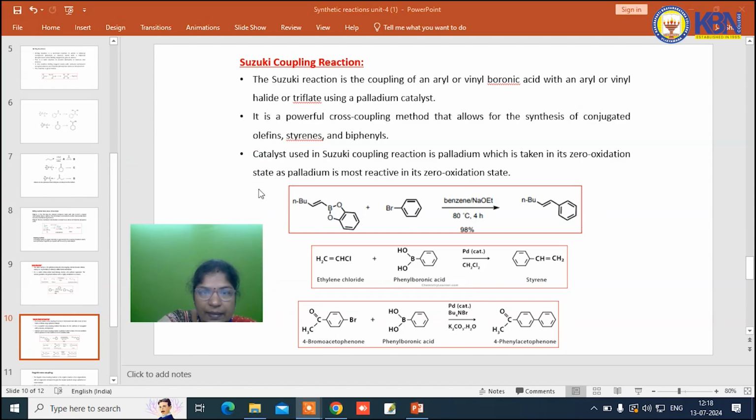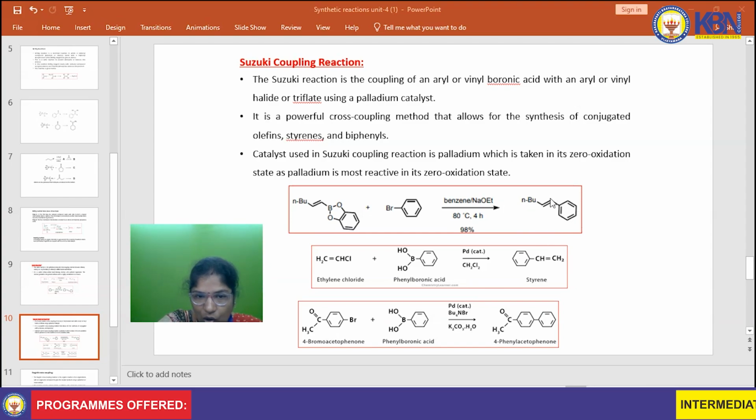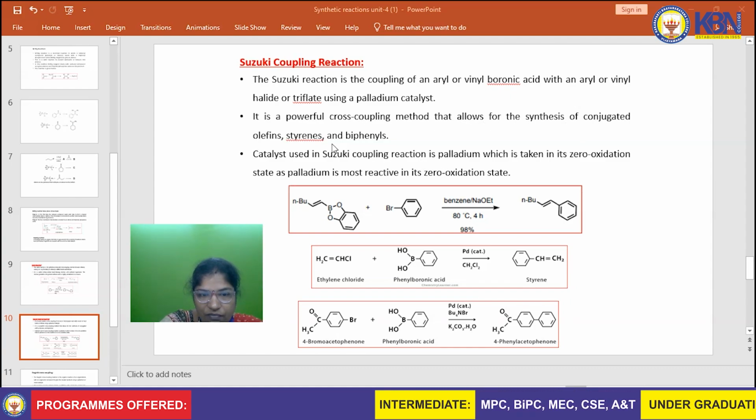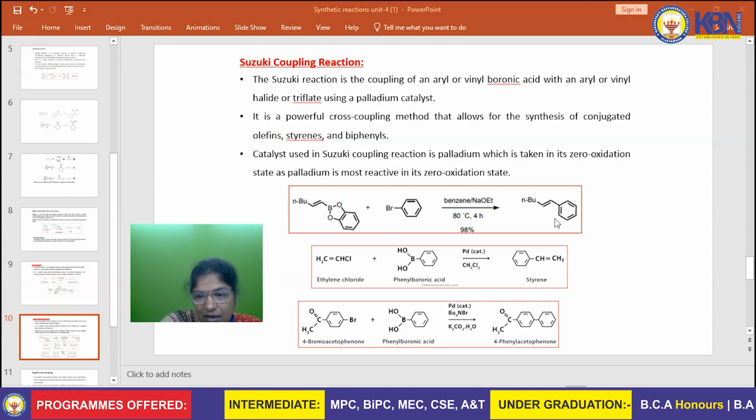Next of all, Suzuki coupling. The Suzuki coupling is the coupling of aryl or vinyl boronic acid with aryl or vinyl halides. This is the boronic acid on treatment with aryl or vinyl bromo compounds in the presence of sodium ethoxide as a strong base. We get the simple substituted alkenes. It is a powerful cross-coupling method that allows the synthesis of conjugated olefins, styrenes and biphenyls.